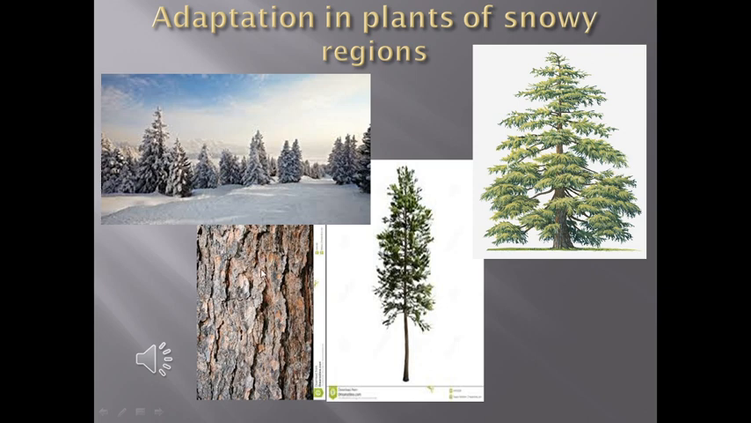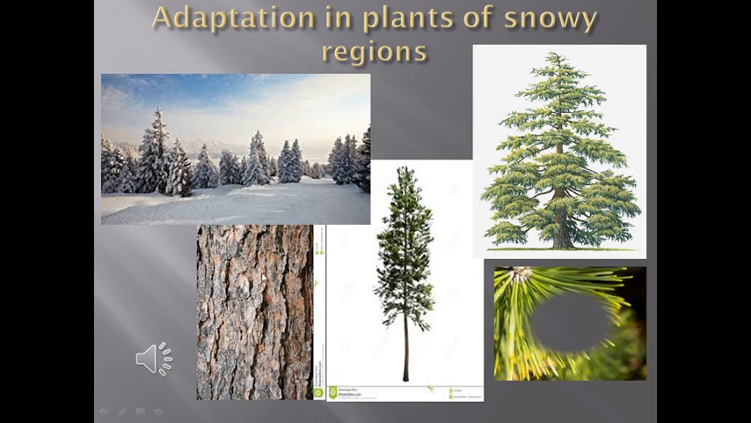If you observe the leaves of these trees, you will find that the leaves are not broad, they are not big, they are not huge, they are thin, they are slender, and they are needle shaped. All these are the adaptations of plants growing in the snowy regions.